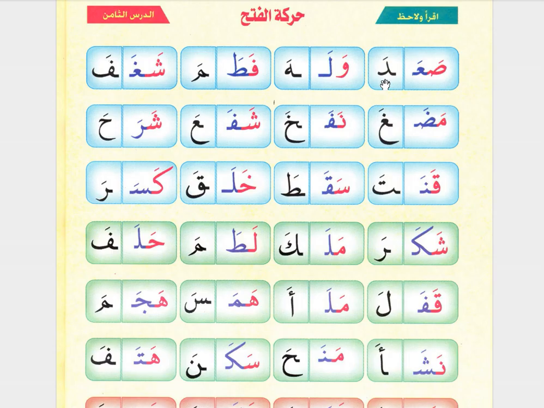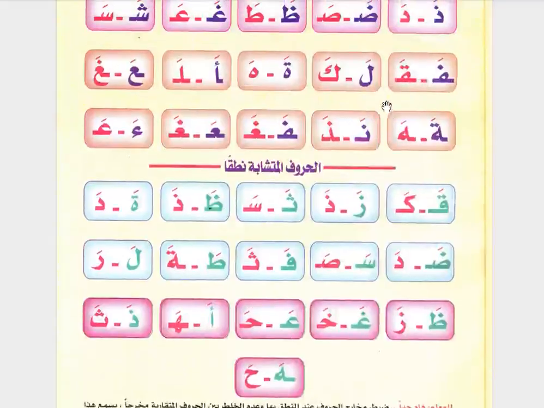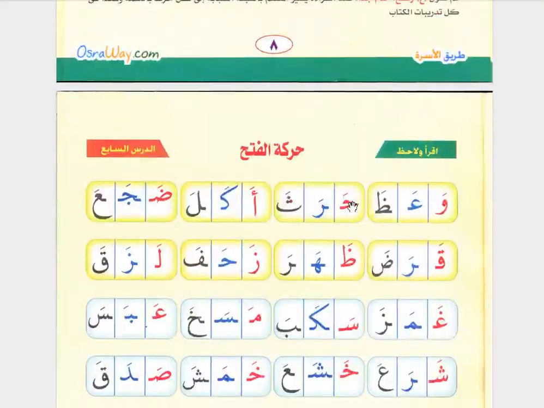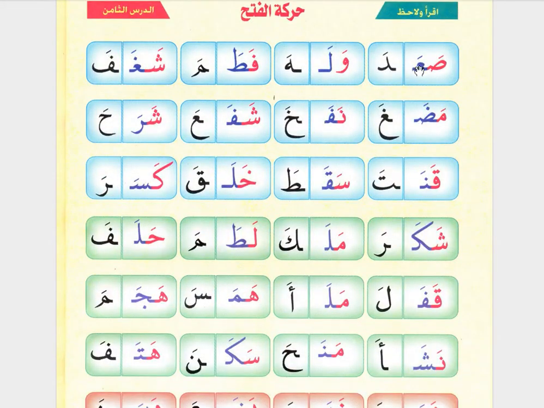So looking at this, you should also be able to identify each and every one of these letters as long as you read, listened, and you practice this lecture here. So moving on, we have صعد.